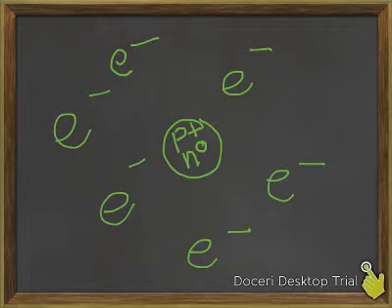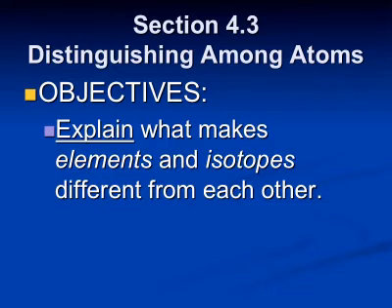So this was Rutherford's nuclear model, right? Was he very specific about where the electrons were? No. Okay. All right. So continuing on from that, let's talk about isotopes today.